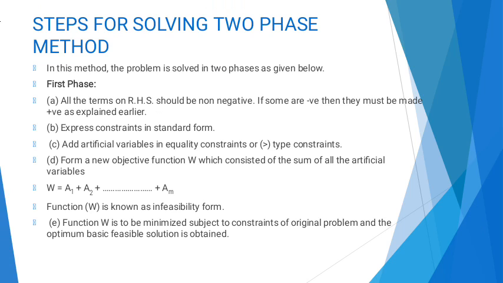We need to convert this infeasibility into feasibility, and that feasible solution should be optimum. So the function W needs to be minimized subject to the constraints in the original form, and the optimum basic solution needs to be obtained. So this is the first phase. But in the function W there are some conditions. We need to know certain conditions. So let's see what are the conditions for function W.